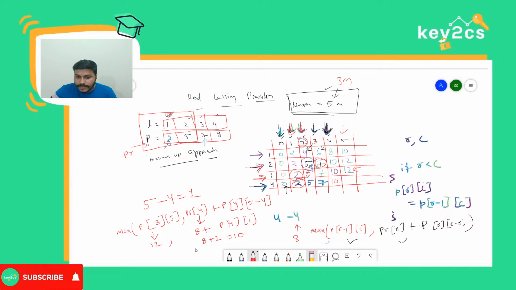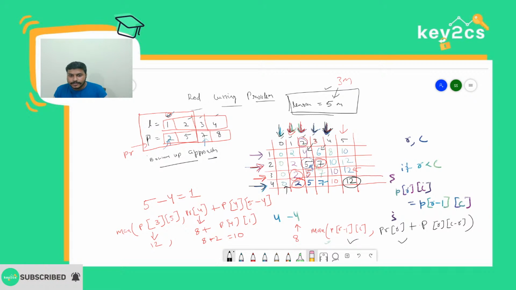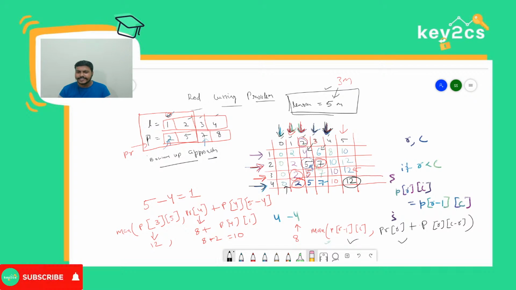Which is maximum? The previous value is maximum, 12. So what would you write here? 12. And the solution is this one, guys. This 12 is the solution. Maximum profit is 12. Did you get this problem, guys? Understood this? Any doubt? Please let me know in the comment section. Did you follow both the implementation and the result? 12 is the result here which we are getting, guys. 12 is the answer here.